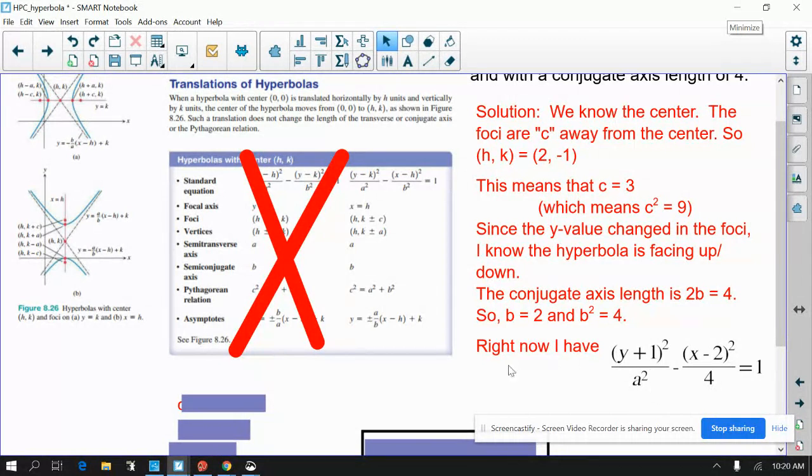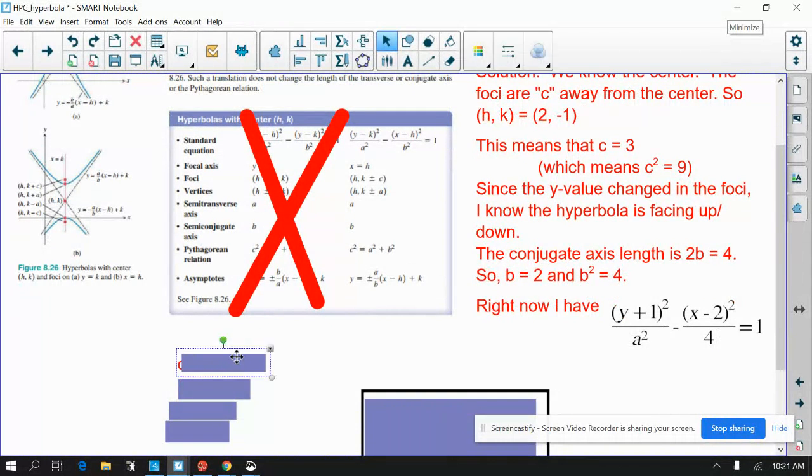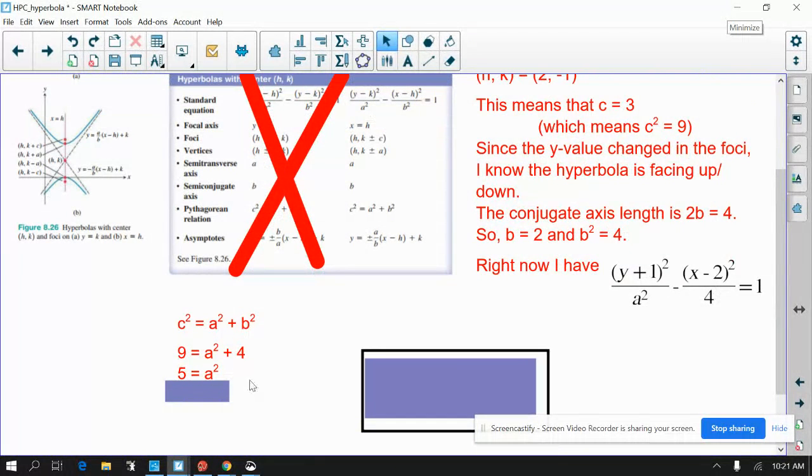The best way, and maybe the only way, is to use the Pythagorean relationship. c squared is a squared plus b squared. We know c, so that means we know c squared, and we know b squared. So I'm going to use that to find a squared. c squared is 9. I'm looking for a squared. So right there, a squared is 5.